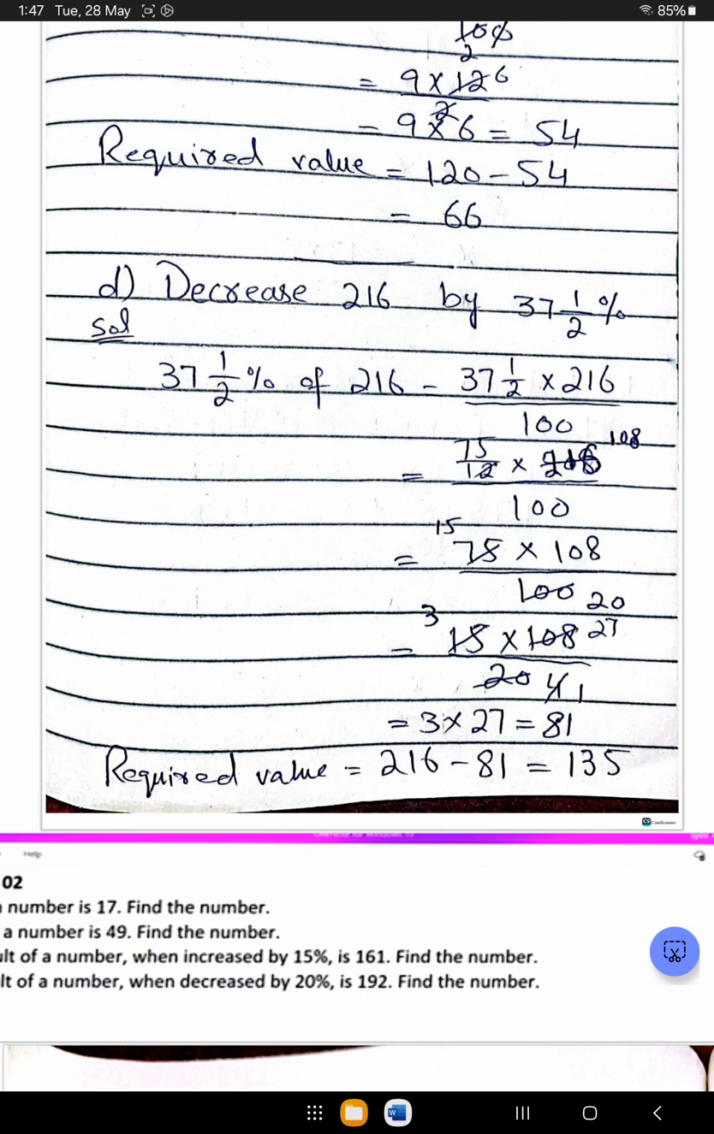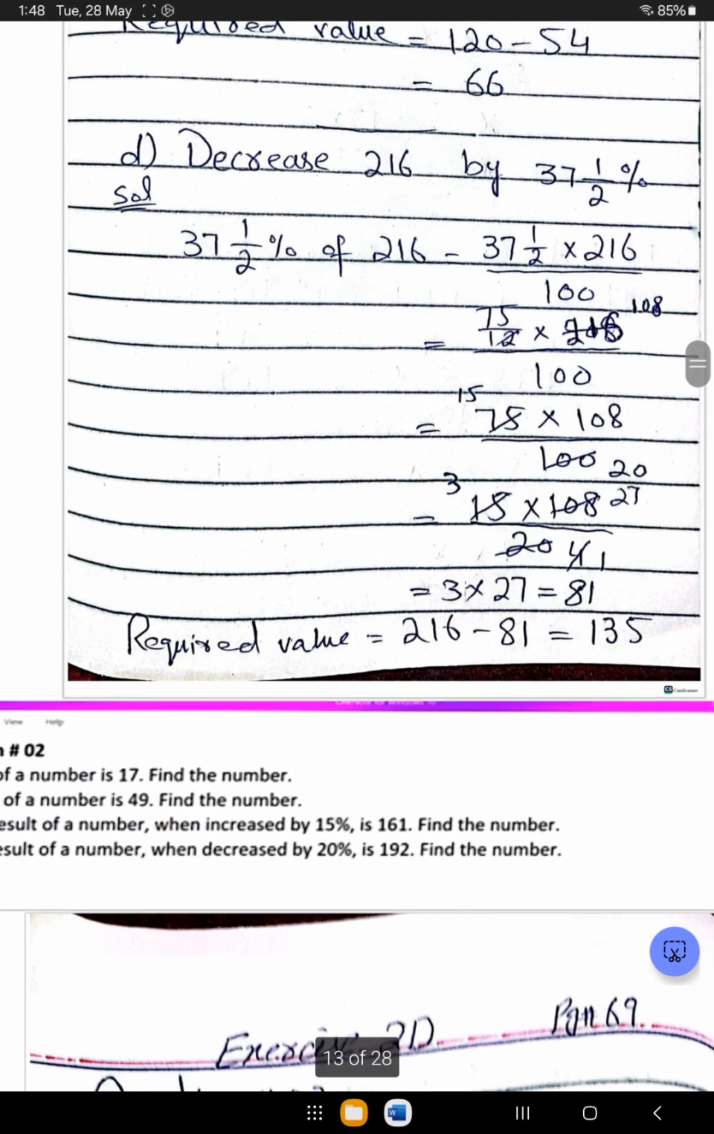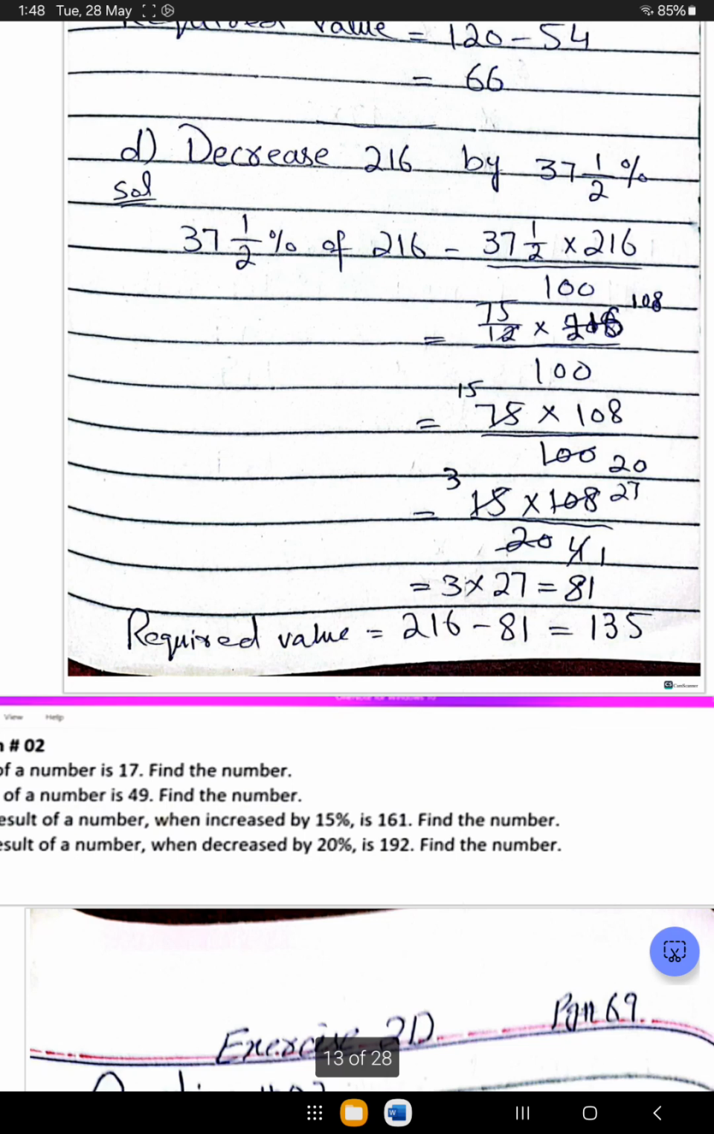For the required value, the function is decrease, and when the function is decrease, we subtract the decrease percentage from the initial value. Initial value is 216 and the decrease is 81. 216 minus 81, which is equal to 135.